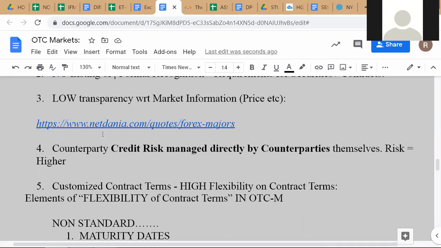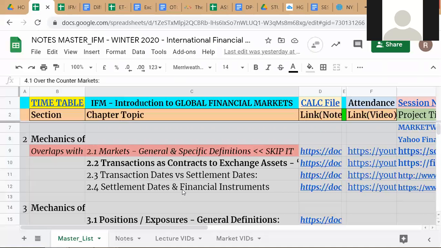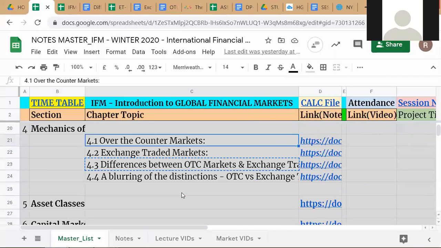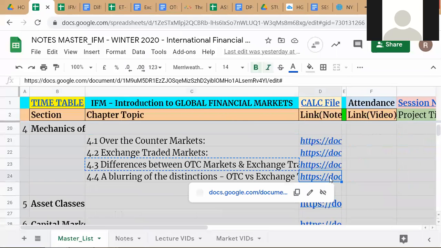Sir, one time you showed us a report. There was an image there. Yeah, I would have shown you the CME Clearport brochure maybe, under the blurring of the distinctions. There may be an image of CME Clearport. So you might have, yeah.